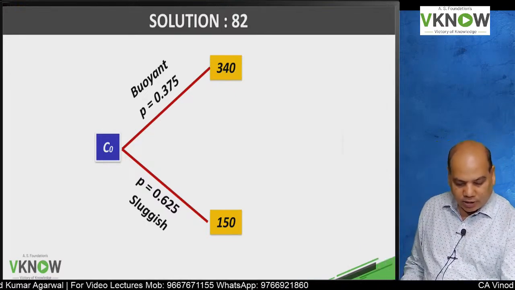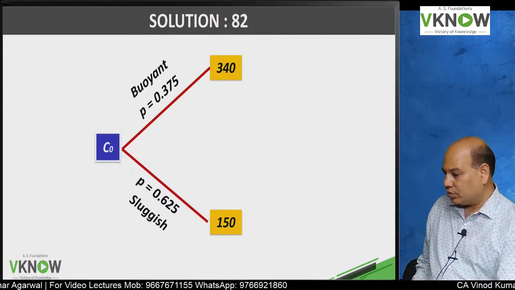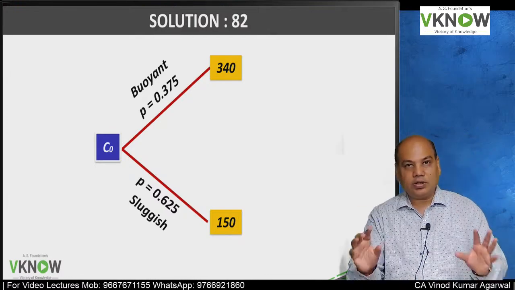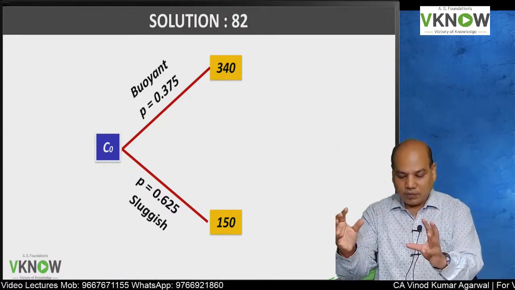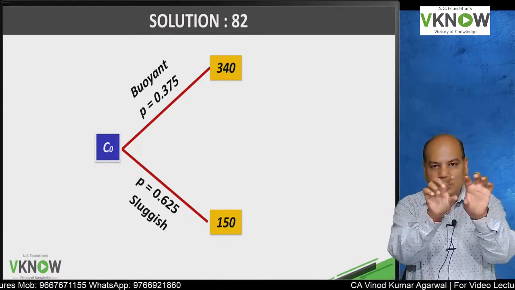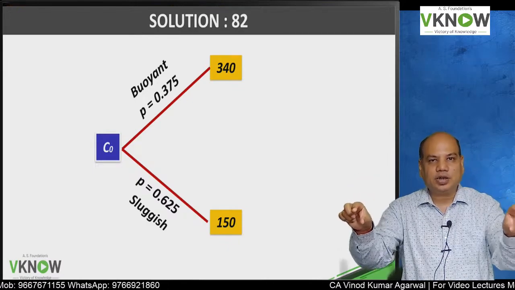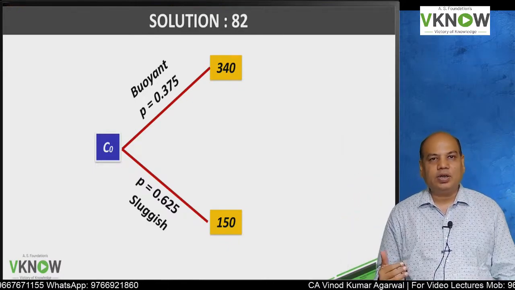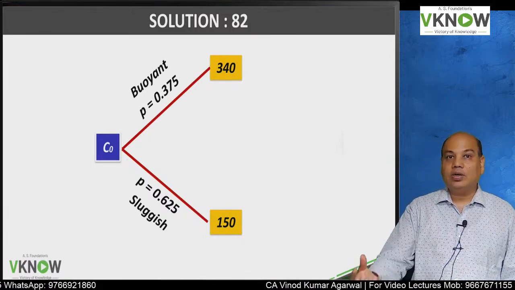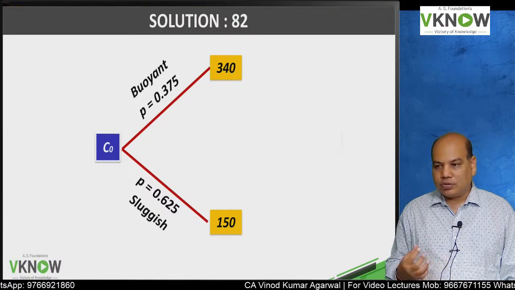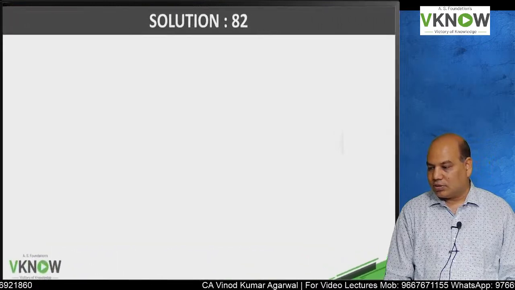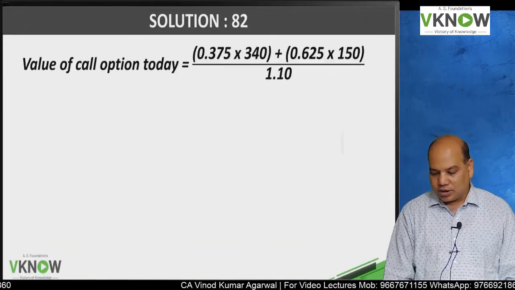Can I now find the expected NPV after 1 year? Say yes or no. Yes. By multiplying 340 into 0.375 plus 150 into 0.625, that will give me the expected NPV after 1 year. Divide by 1.10, and I will get the present value today, which I can compare with the first answer, construct now, and then take a decision.